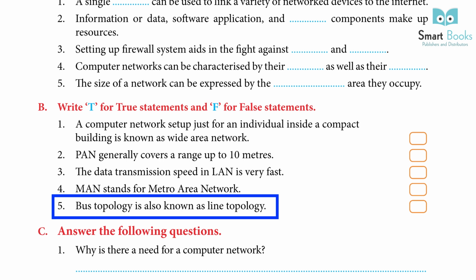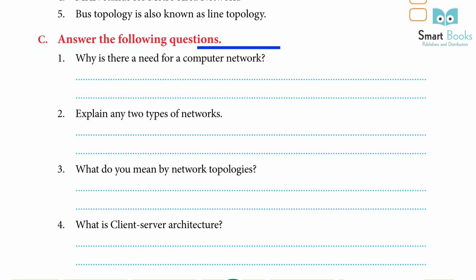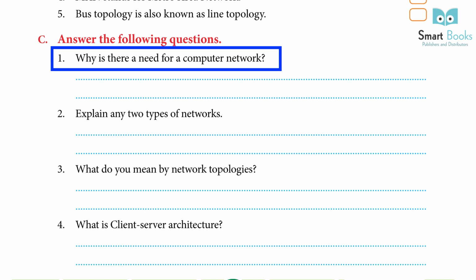C. Answer the following questions. 1. Why is there a need for a computer network? Answer: an organization can benefit greatly from a computer network in a number of ways. Here are some advantages of a computer network. 1. Saves cost. 2. Reduces data redundancy. 3. Sharing resources. 4. Security.